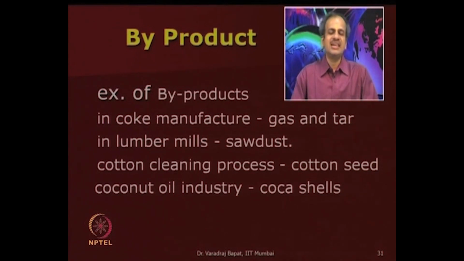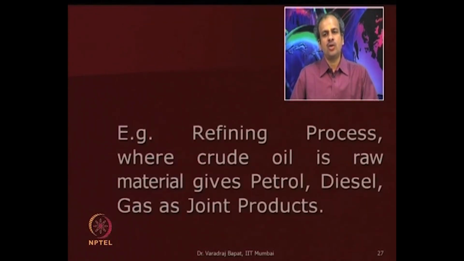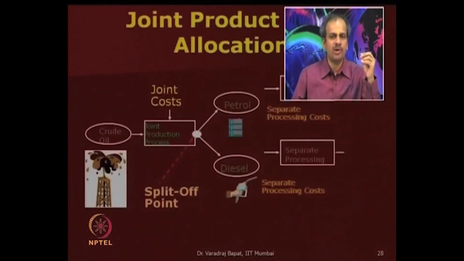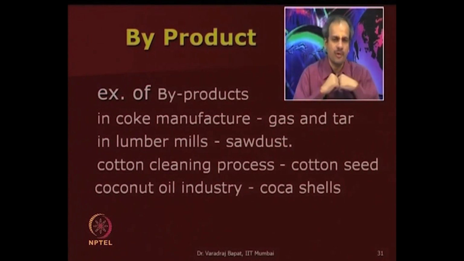So we discussed that while we manufacture coke, here we have seen it. In coke manufacturing, we get sulfate of ammonia and light oil, which are considered joint products, but simultaneously gas and tar also come out. That is not so important, so it is considered a byproduct.